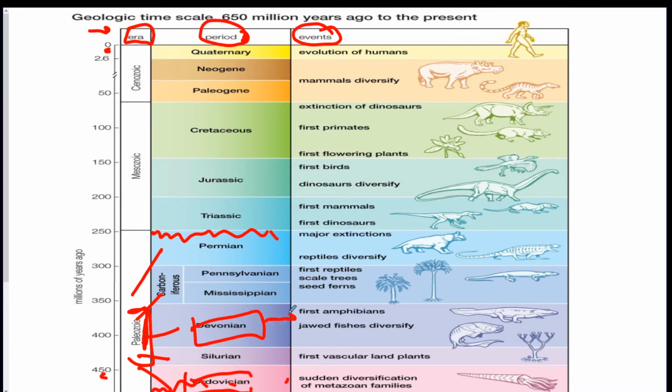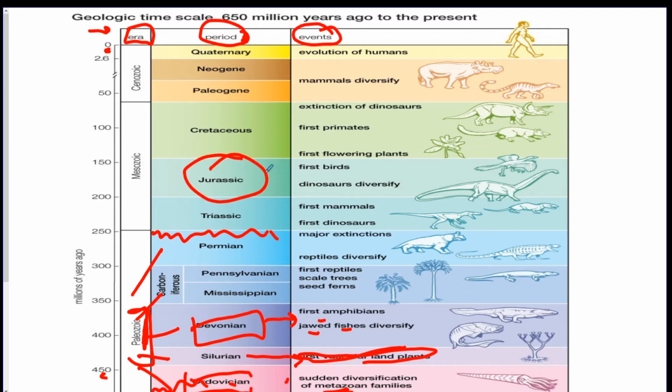In the Devonian, we got our first amphibians. Jawed fish started becoming more diverse, meaning there were more of them. In the Ordovician, there were more metazoan families, which is a type of organism. In the Silurian time period, we got our first vascular land plants. An event like the land plants was considered so important that they made it its own time period based off that event happening.